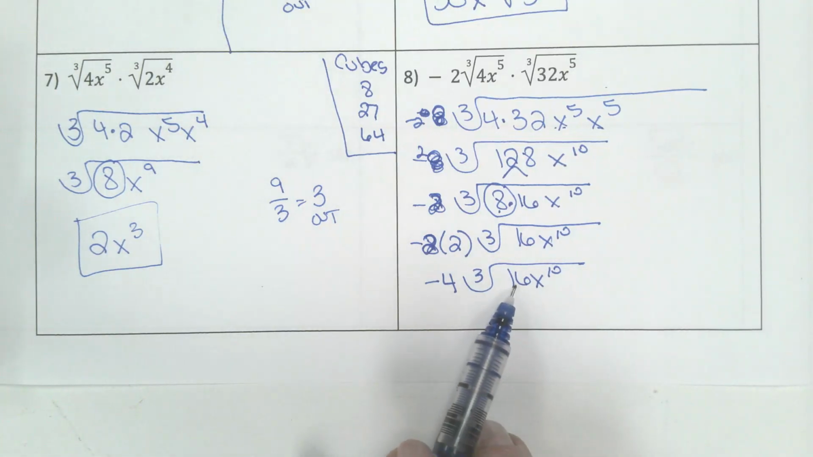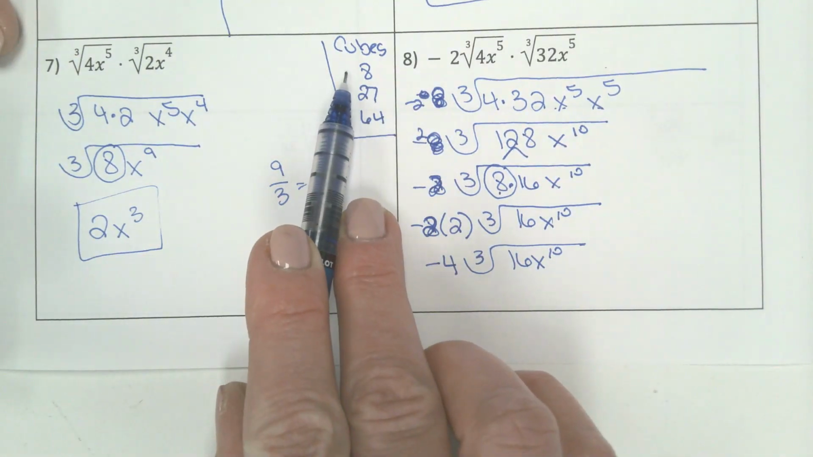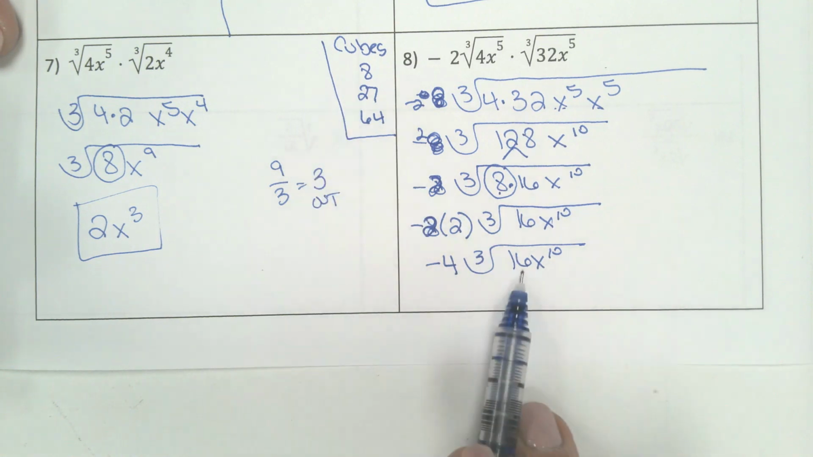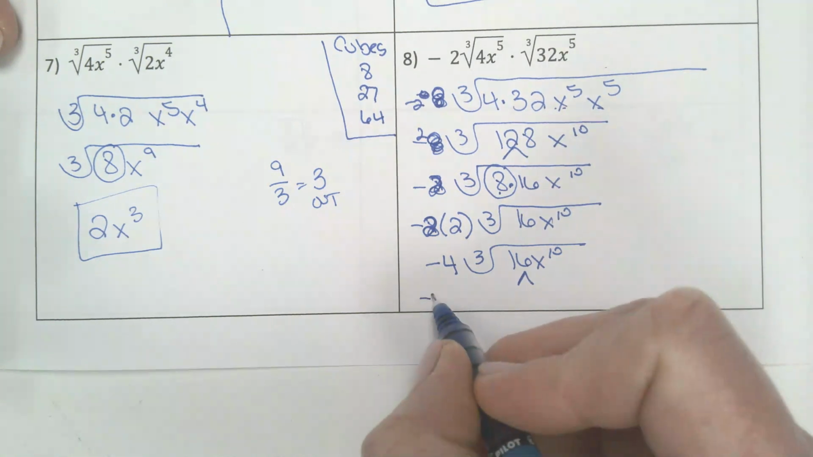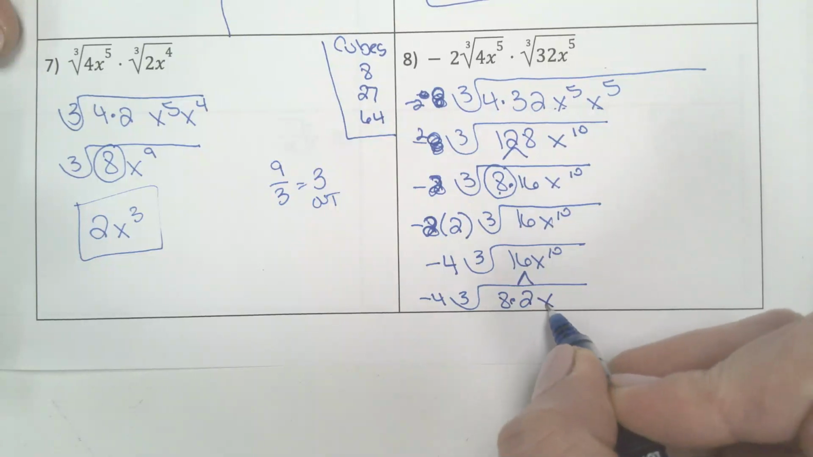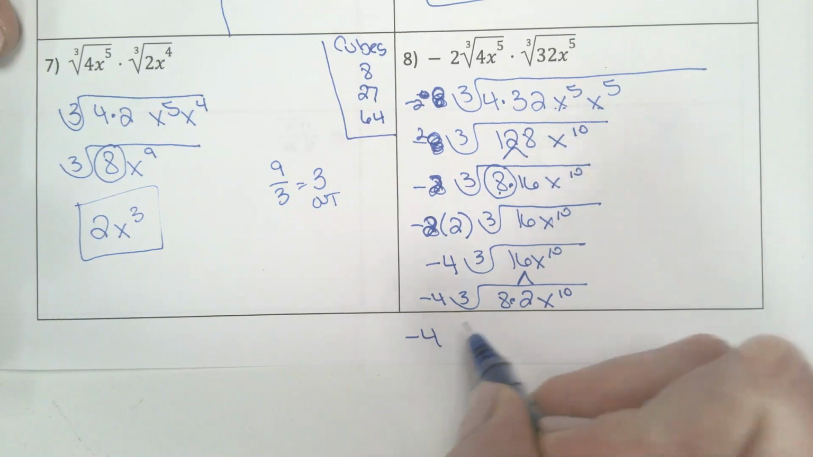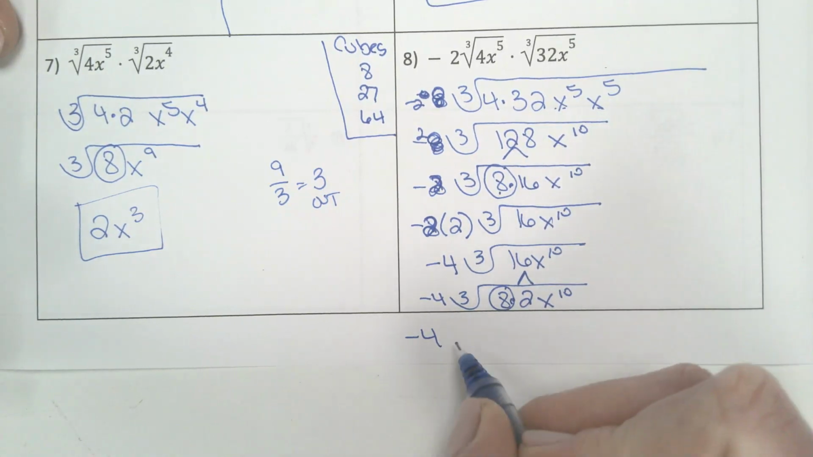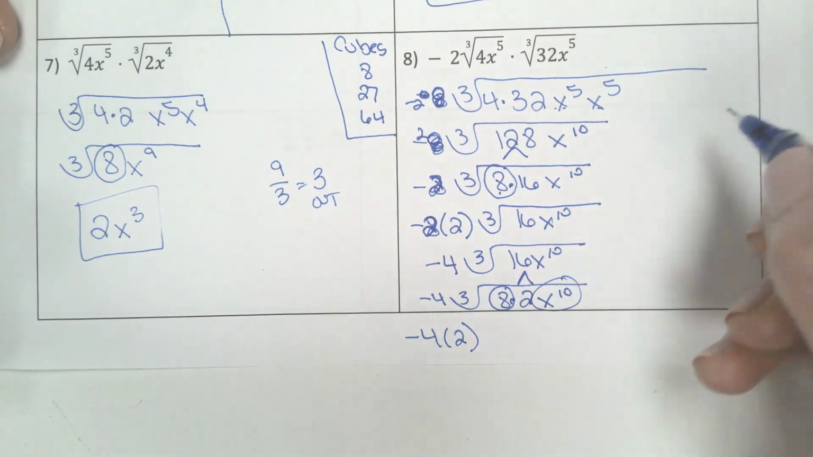You're not done simplifying until the number under the radical doesn't have any factors that are perfect cubes. Well, as it turns out, 8 times 2 is 16. So there is one more factor that I can pull out here. So I'm going to rewrite that as 8 times 2, x to the 10th. The cube root of 8 is 2. And then it's probably about time for us to deal with x to the 10th right there.